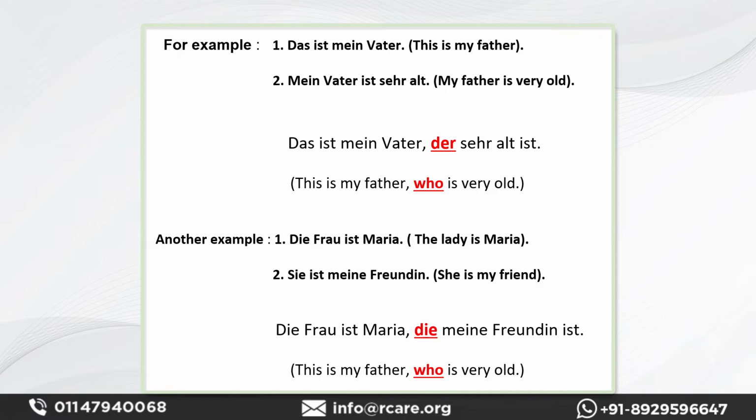Let's look at another example. Die Frau ist Maria. The lady is Maria. Sie ist meine Freundin. She is my friend. Die Frau ist Maria, die meine Freundin ist. The lady is Maria, who is also my friend.